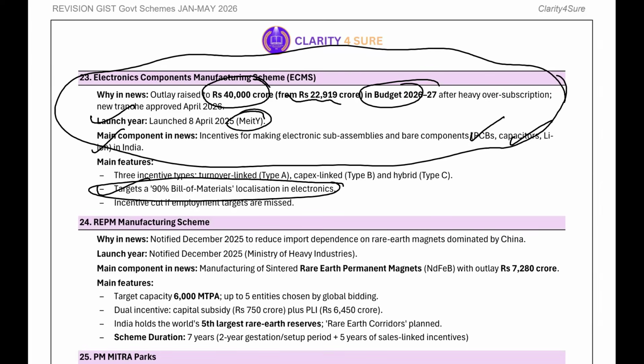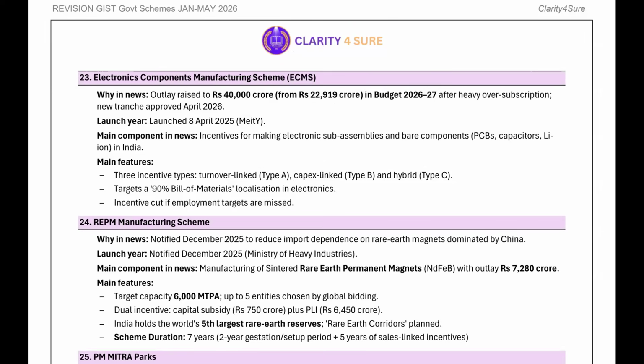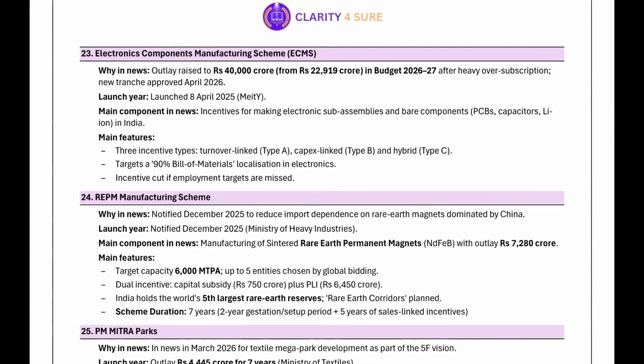The other 3 incentive types: turnover link type A, capex link type B, and hybrid type C. You don't need to remember them because these are deep-down questions that RBPS won't frame. Is it clear? Don't worry about that.